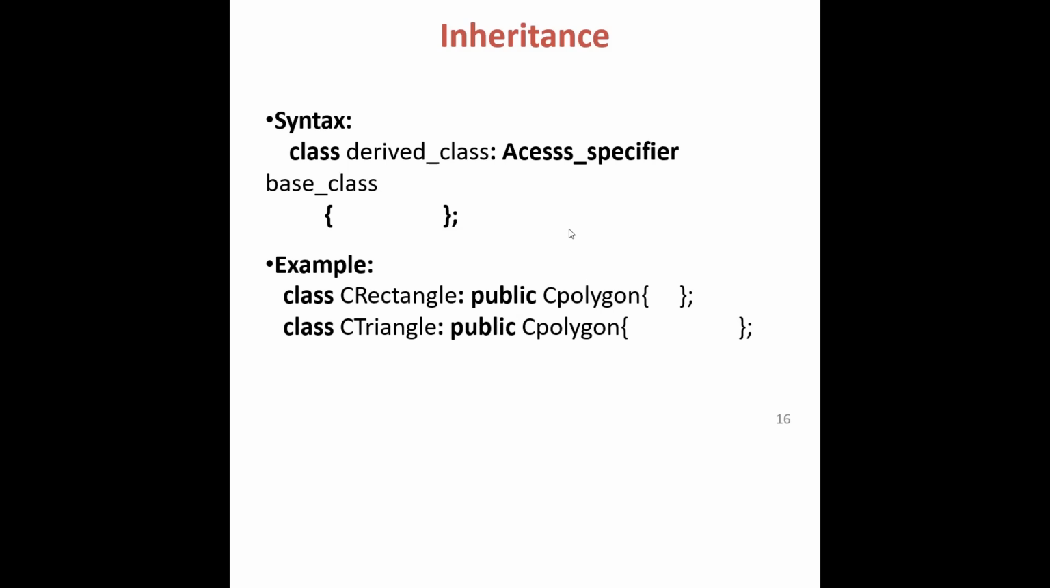I am repeating the syntax for inheritance. The syntax: class derived class colon access mode, then the name of the base class, then after that open curly bracket, not a square bracket, this is a curly bracket. Then you can write the code. Then again close curly bracket, not a square bracket. Then semicolon.